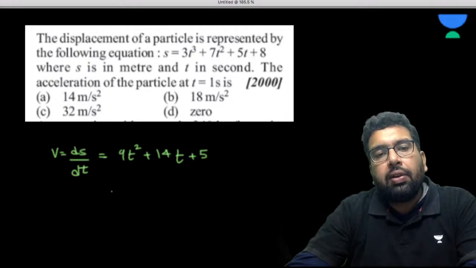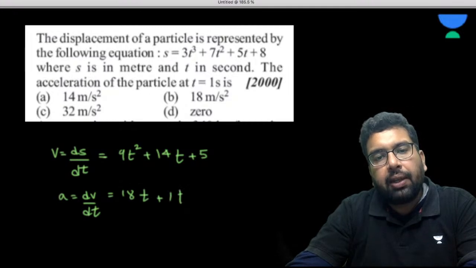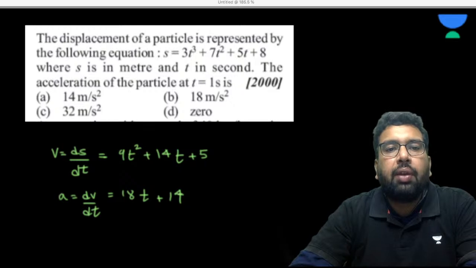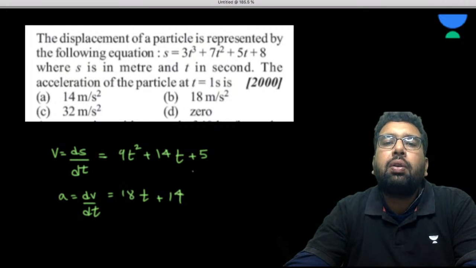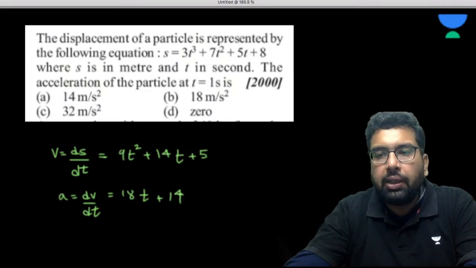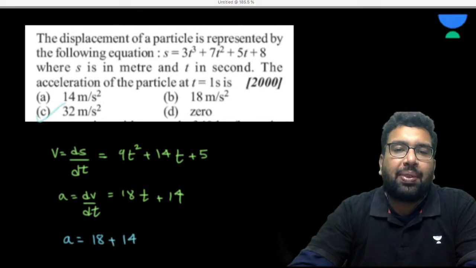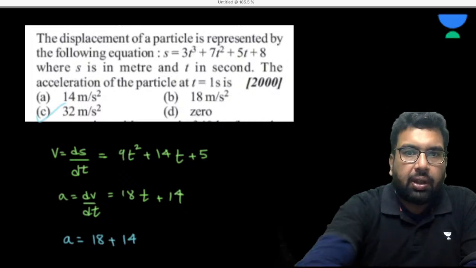And acceleration is then going to become dv by dt. So it will become 18t plus 14, right? What are we going to get from here? It says the acceleration of the particle at t equal to 1 second. So we need to put t equal to 1 in this. When we put t equal to 1 here, it will become 18 plus 14. That is going to become 32. I hope it is fine to everyone. Now let's move to the next question.